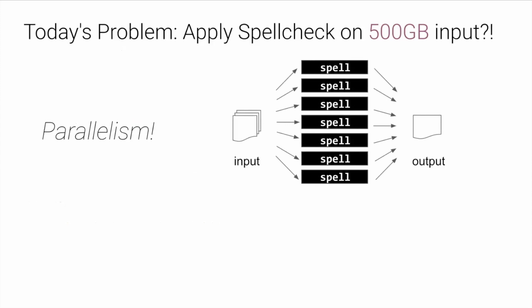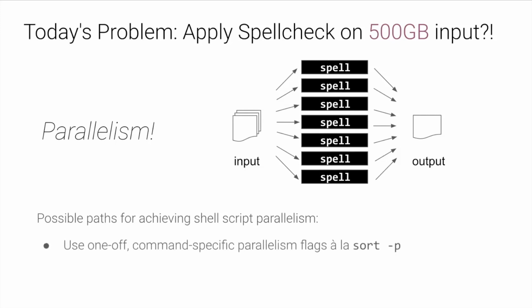To achieve such parallelism, however, we're left with only a few alternatives. One alternative would be to use parallelism flags, such as -p for GNU sort. This alternative doesn't go a long way, as first, it only works for some commands, specifically ones whose developers have explicitly provided parallel operation, but not other commands. And two, it does not compose across commands or pipeline stages.